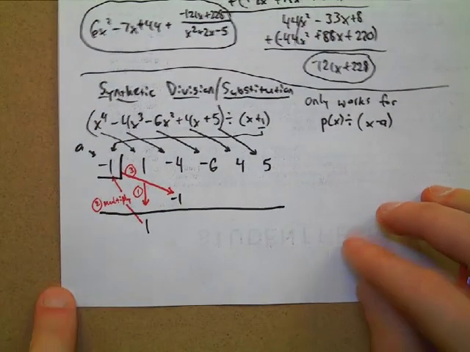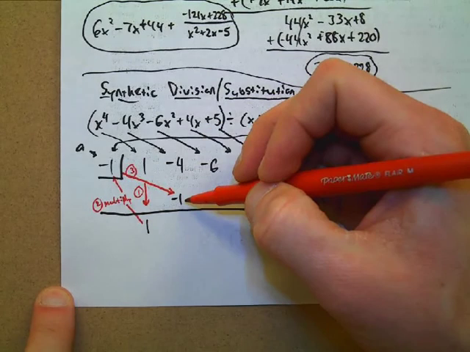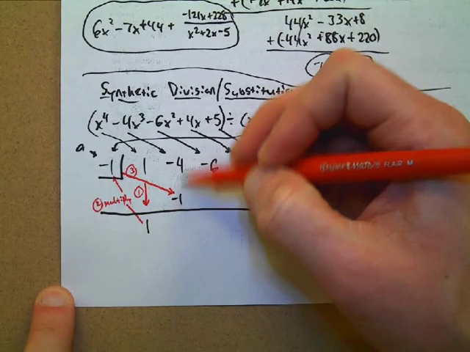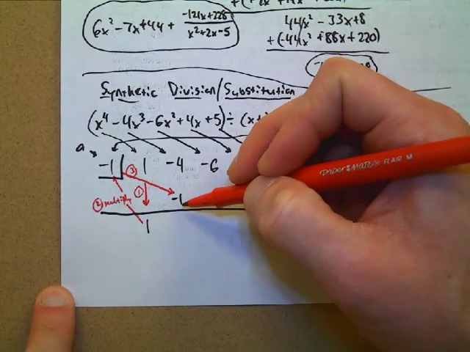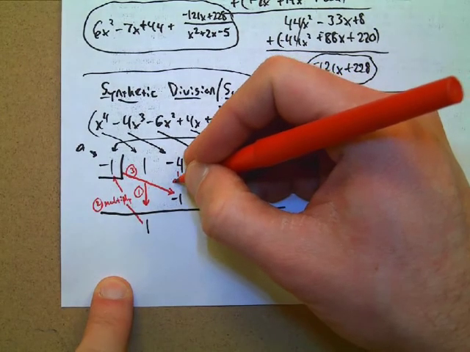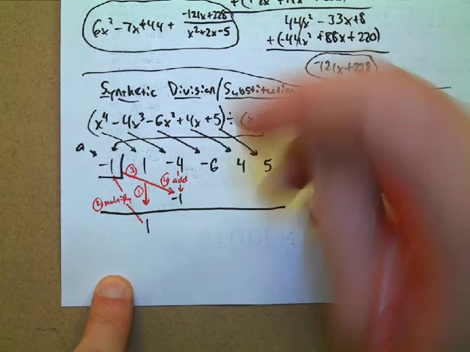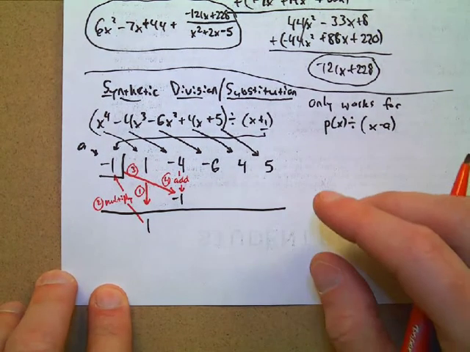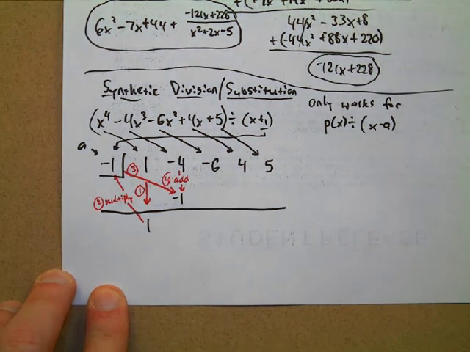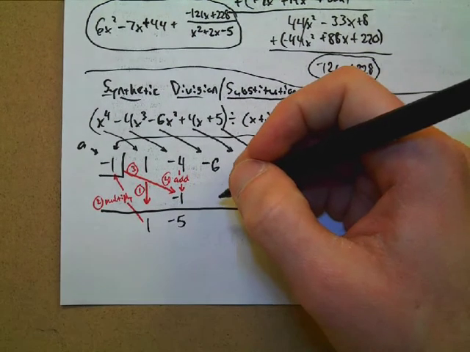So drop the 1. 1 times negative 1 is negative 1. That new number goes right here. And hey, look, now we have 2 numbers to set up, and we're just going to add. Okay, so we add. What's negative 4 plus negative 1? Negative 5. Okay, and the process repeats.